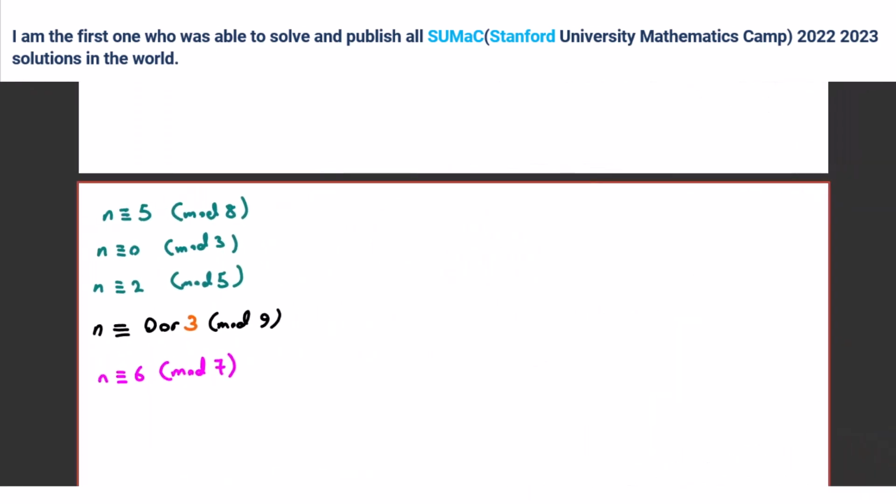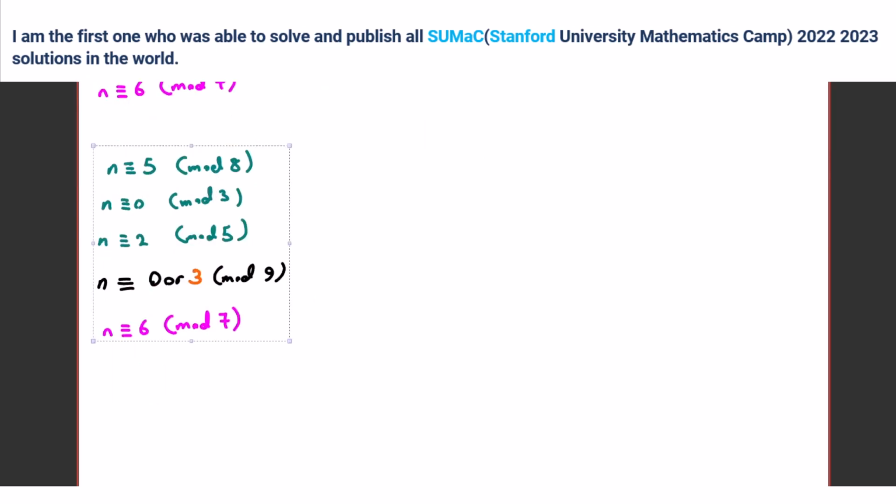Want a hint? Do you agree when mod 9 is 0 or 3, then it is a multiple of 3? So from here we can conclude this one, right? Yes. So do you agree we can ignore mod 3? Oh, yeah. Okay, so let's erase mod 3. So we have these mods, right?